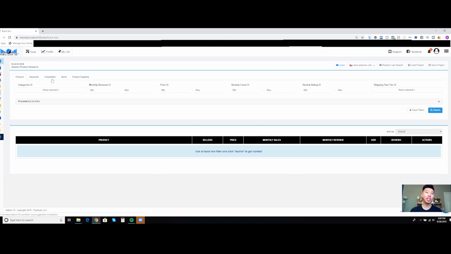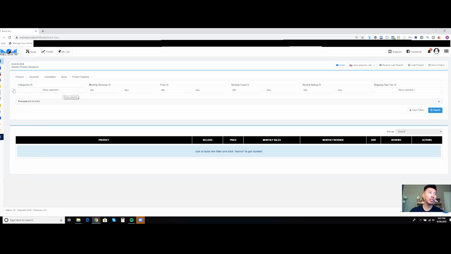So Helium10 Black Box does an amazing job of helping you filter that out, saving you hours and hours of time just scrolling through manually on Amazon to find that product. So in a matter of a few minutes, you should be able to come up with a list of hundreds to thousands of products that could be potentially sold under your brand. So let's get into this.